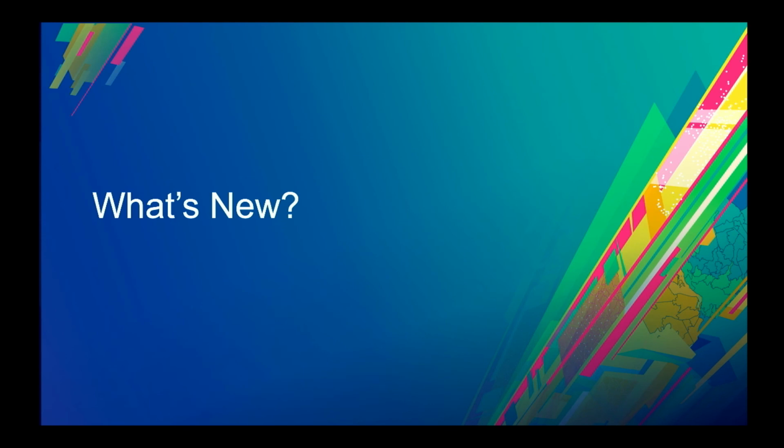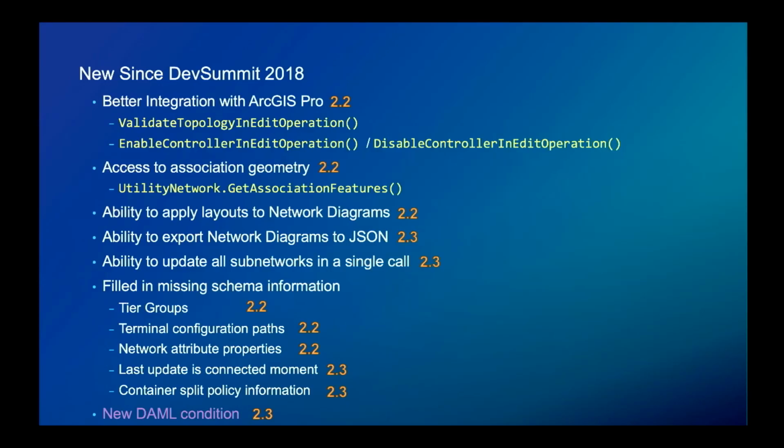Okay, thanks. So what's new in the last year? Quite a bit of things. Last time I talked about how we didn't integrate well with Pro. Now that we've added those extension methods for validate, topology, enable, and disable controller, we're much better off. I didn't talk about it today. We don't really have time to go through every method, but we have a new thing called get association features. And this allows you to get back those graphics that you get when you click the show associations button on the ribbon.